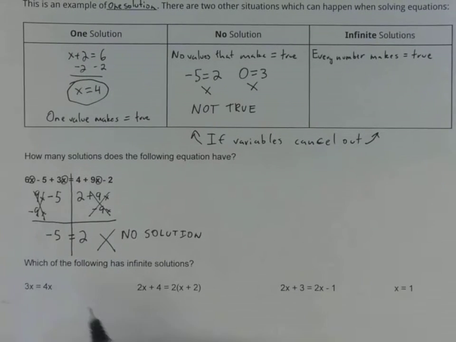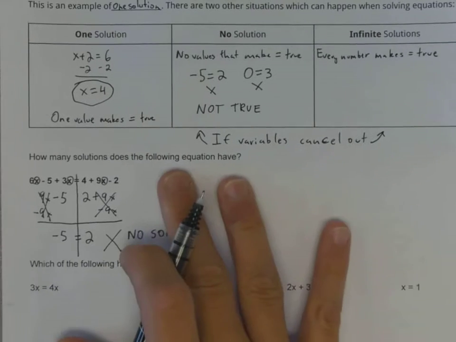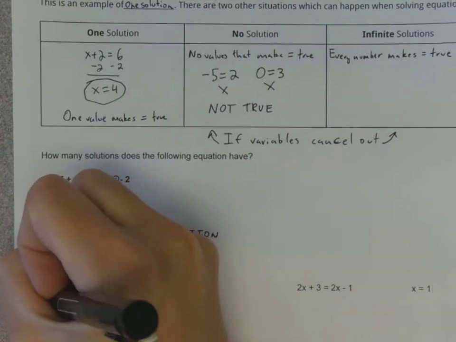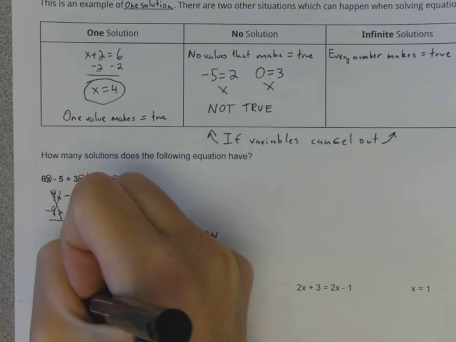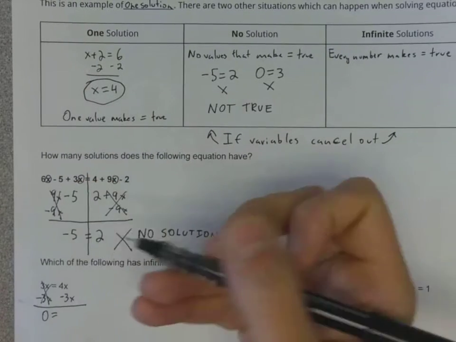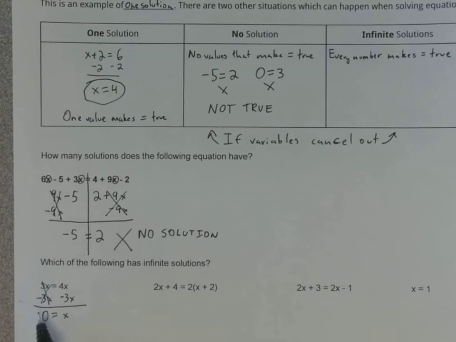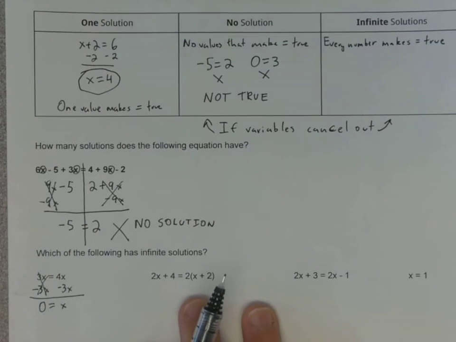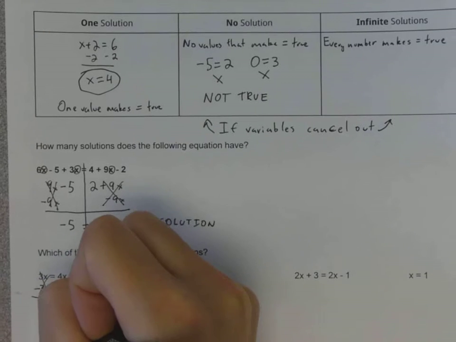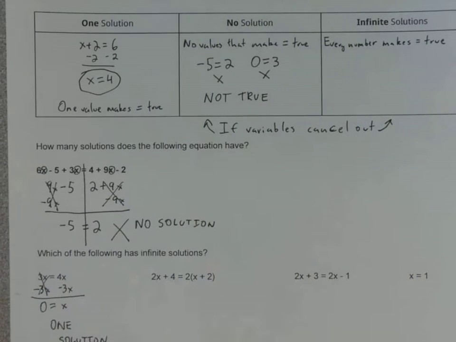Let's try a couple more examples. Which of these has infinite solutions? If I have 3x equals 4x, well, I've got x's on both sides, so I'm going to move them to one side. Subtract 3x on both sides. 3x minus 3x cancels out, just have 0. 4x minus 3x becomes just x. So we have x equals 0. Well, x equals 0 is an example of one solution. So that one's not infinite solutions.